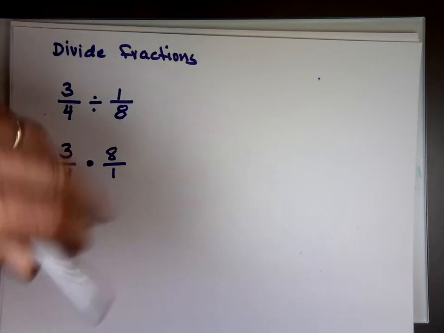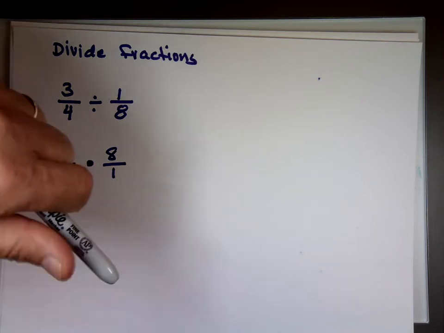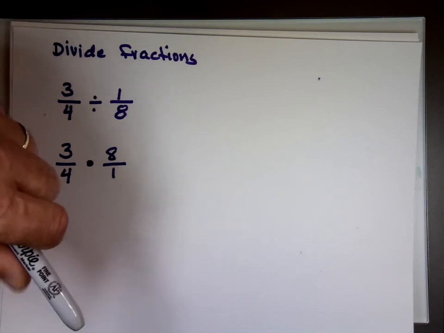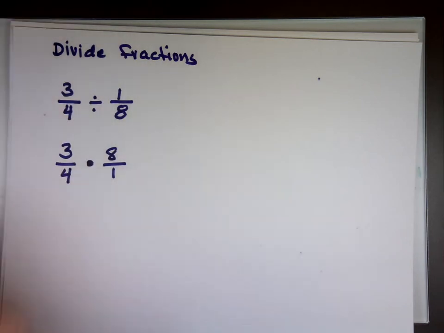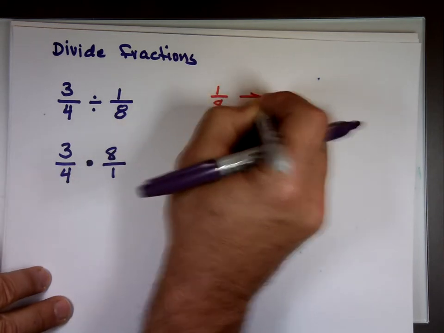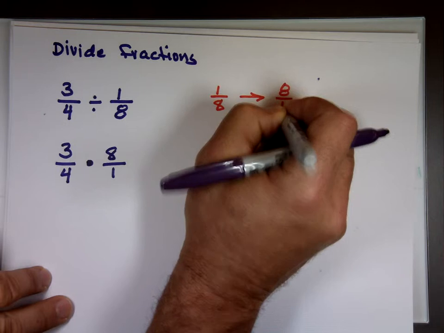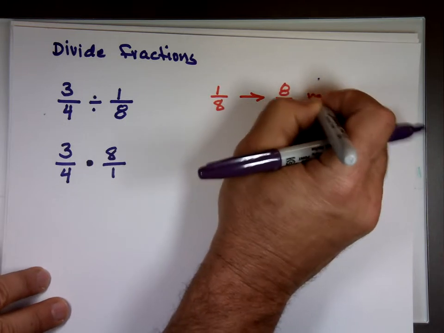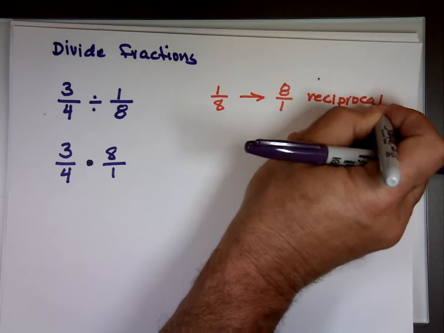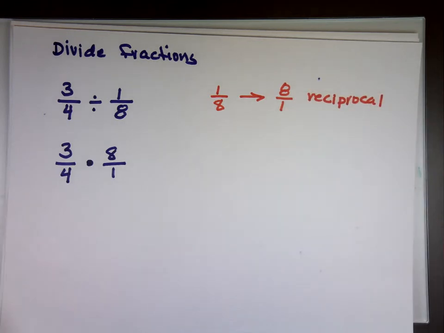When you flip it, that name for it, I'm looking in your book to see if they even mention the word. I don't see it. It's called the reciprocal. So this is the 1/8. Flip it, it becomes 8/1. That's called the reciprocal, in case it shows up in the book. I'm looking, I don't see it, but it could be there.